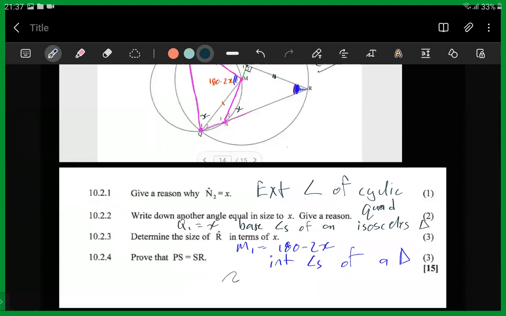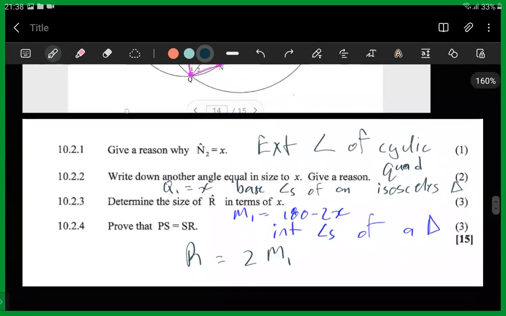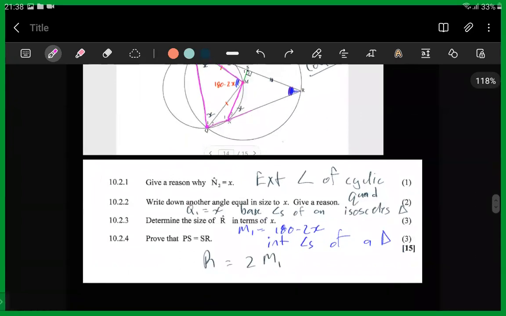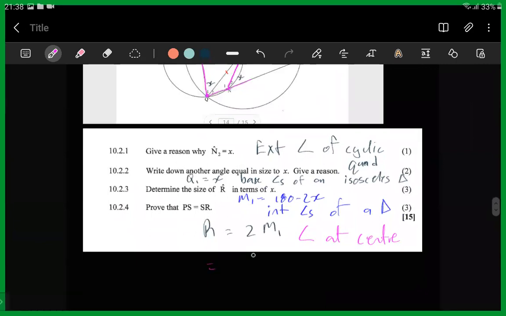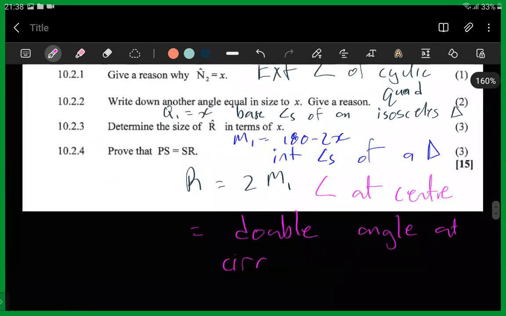So now that we have M1, we can say here R is double M1. What's the reason for writing this? The angle at the center is 2 times the angle at the circumference. Yes, angle at center equals double angle at circumference. That's the reason, you see.